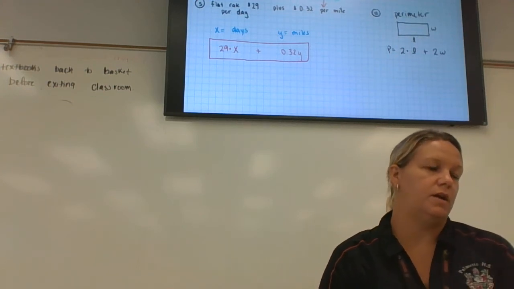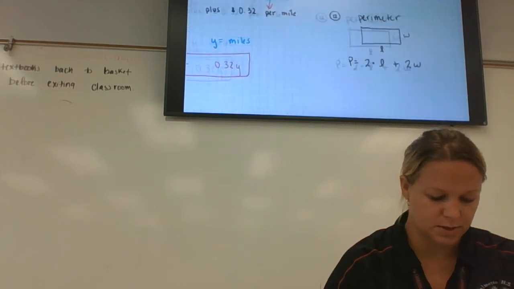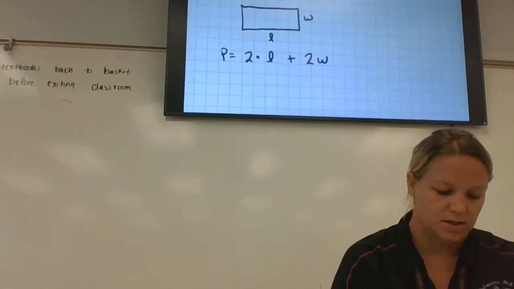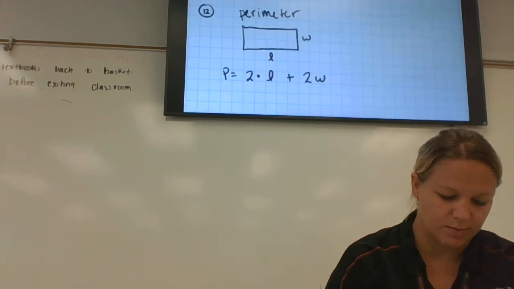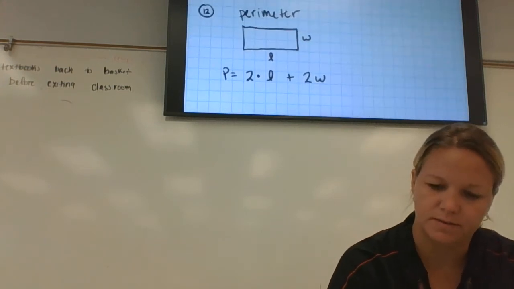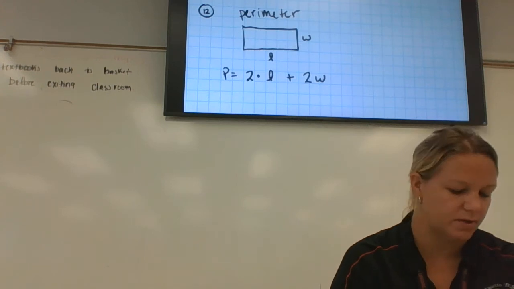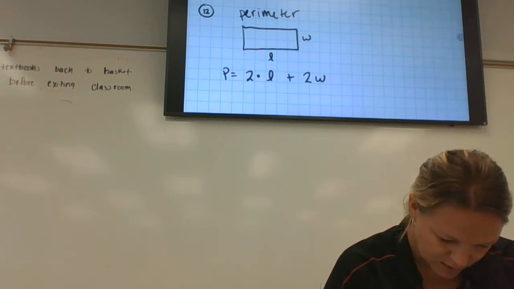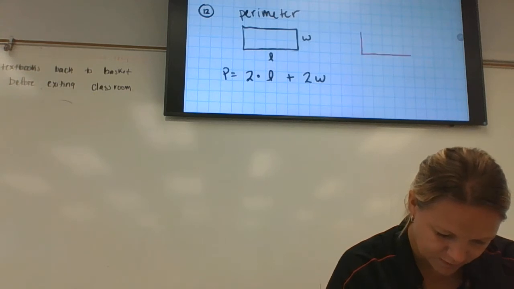I'm jumping way ahead right now. Per request, I'm jumping to number 12. It's a geometry problem. It says that the perimeter of a rectangle. So as soon as I read perimeter, I'm going to write the formula 2L plus 2W. And then I'm going to compare that to what I've been provided.